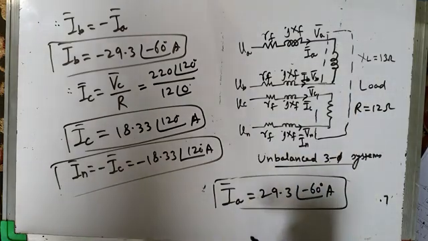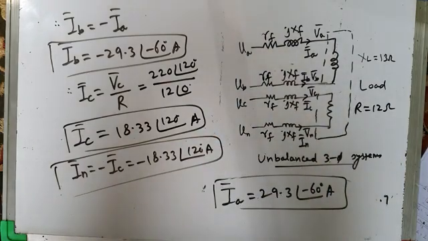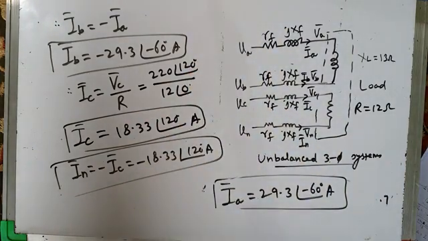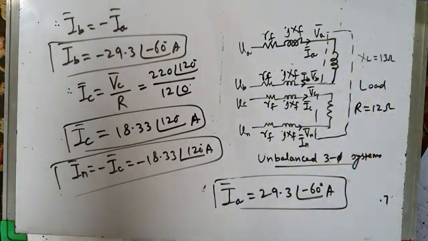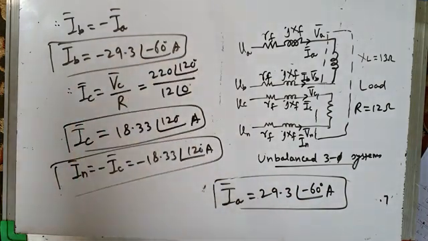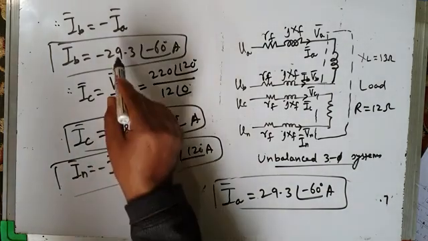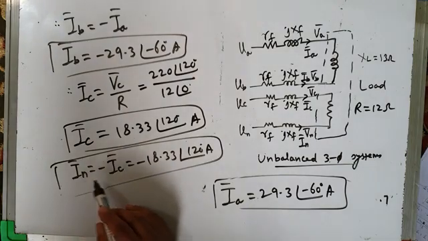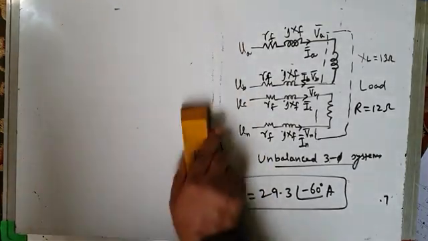From this part A, it is very much clear that the system becomes unbalanced. All the source voltages are balanced, having an RMS value of 220 volts each and a phase shift of plus minus 120 degrees. So the supply system is balanced, but load currents become unbalanced by virtue of the connection of loads in this manner. Our line current IA is 29.3 amps, IB is also the same 29.3 amps, but line current IC is 18.33 amps. So it is not equal to IB. And this gives us a neutral current of 18.33 amps. So that completes part A of this problem.